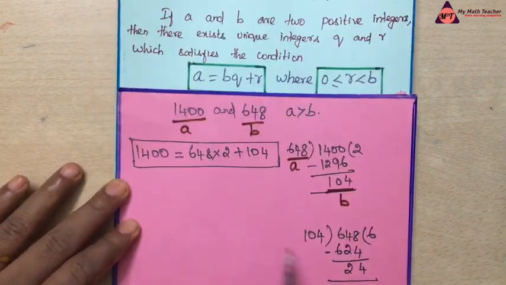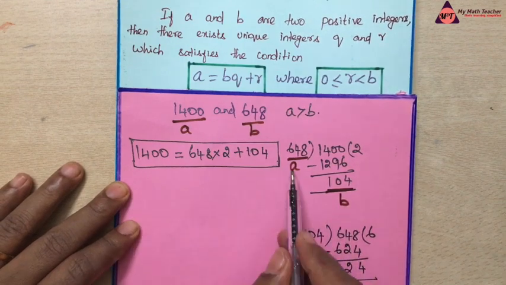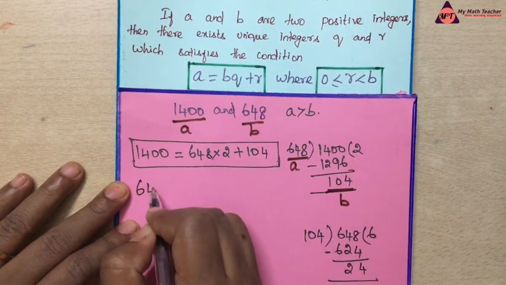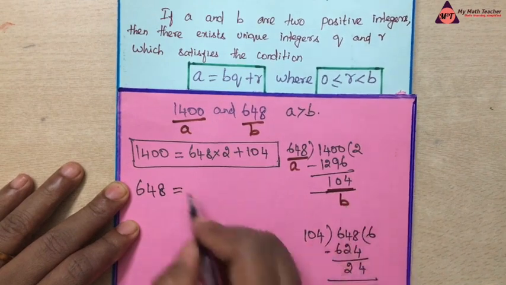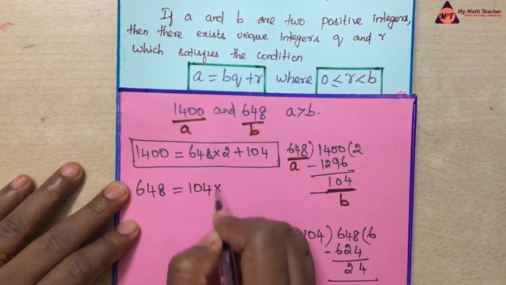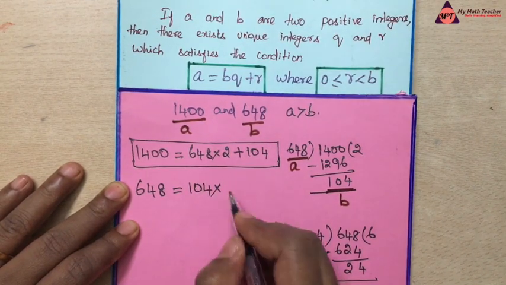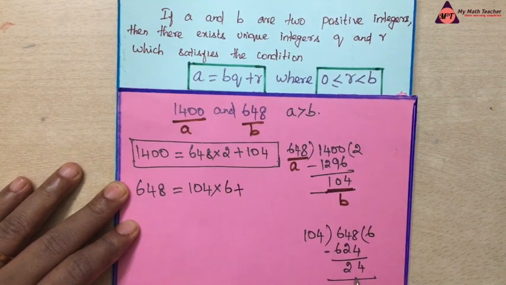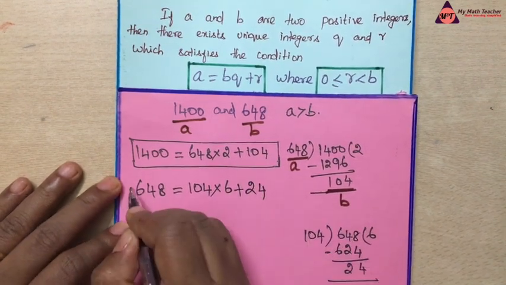Apply in this condition. What is the condition? What is a here? 648. That is equal to, what is b now? 104 multiplied by which number? The quotient 6 plus, what is the remainder? 24.